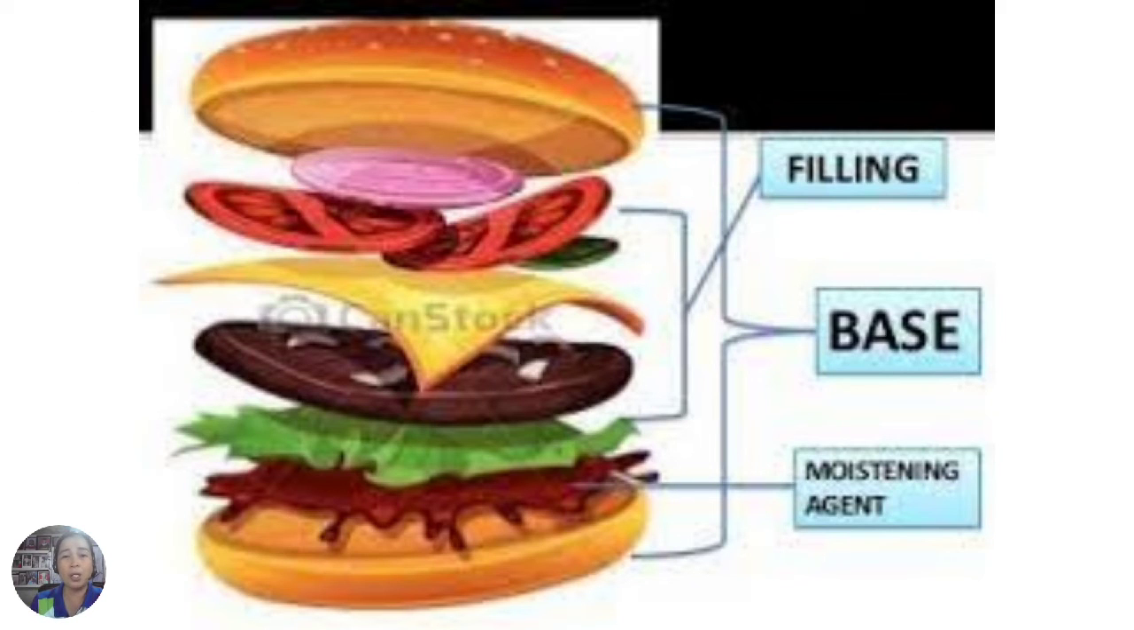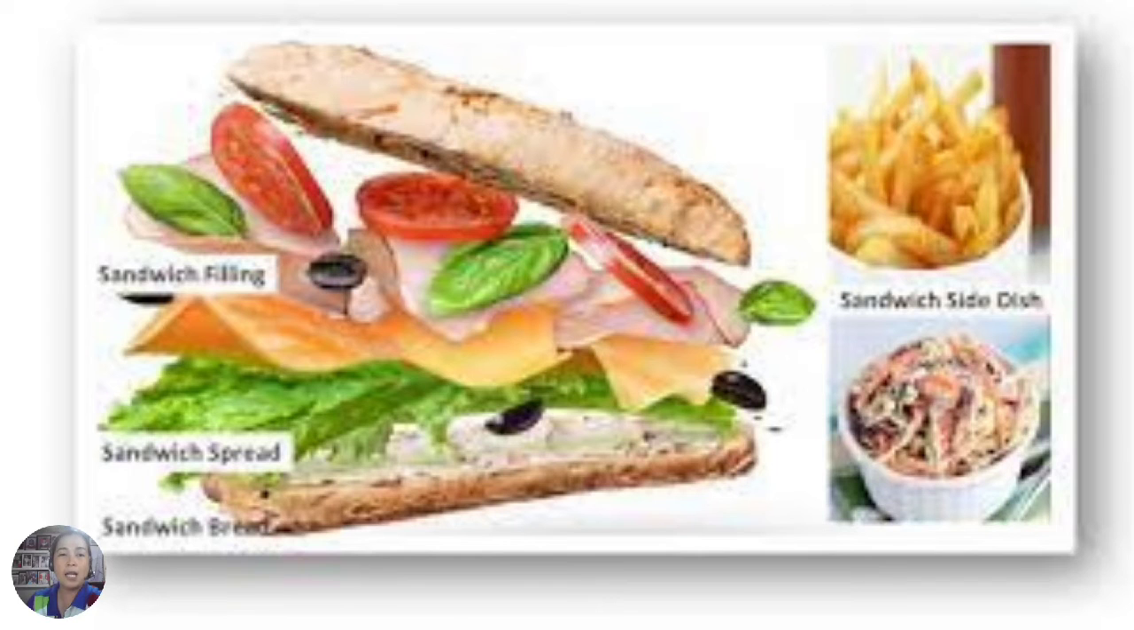Now, to discuss further, this is an illustration of what we call the components of sandwich. Now, we have, of course, the base, which is the bread, the filling, which can be the tomato, the vegetables, the onions, then the lettuce, plus the yung protein-rich food or yung pinaka-meat niya. And then we do have the moistening agent or the spread.